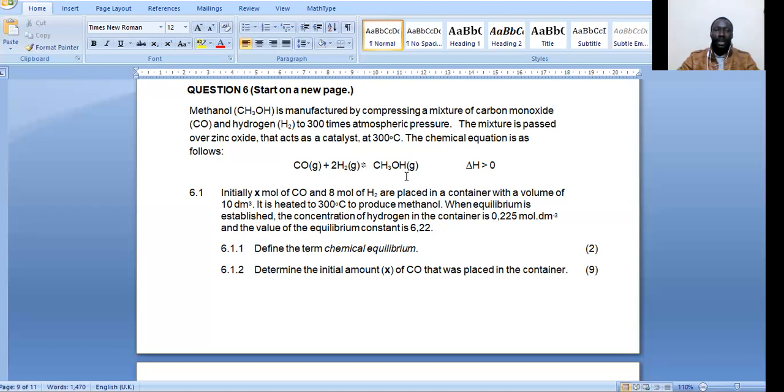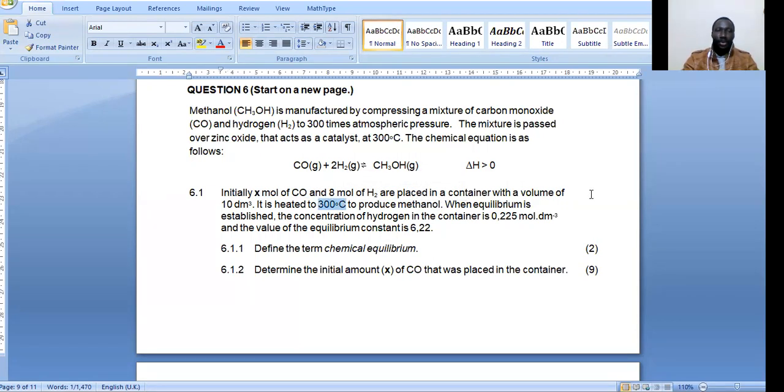So initially, carbon monoxide and hydrogen are mixed. The number of moles of carbon monoxide is X, and the number of moles of hydrogen is 8. They are placed in a really small container with a volume of 10 cubic decimeter. Then later, they are heated to a temperature of 300 degrees Celsius, so that methanol is produced.